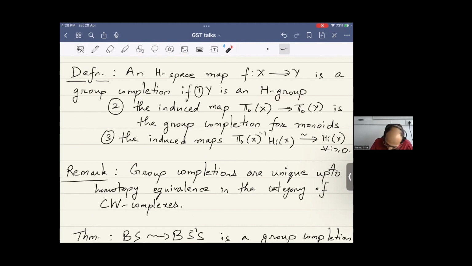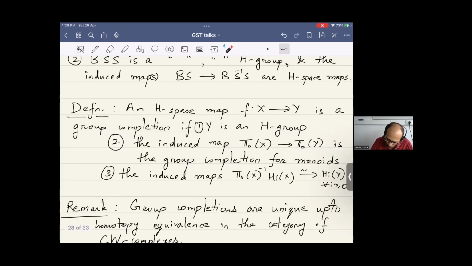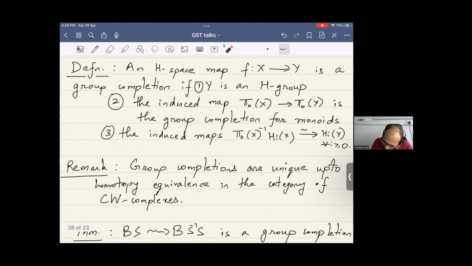Sorry. We have seen BS inverse S is an H group. That was this comment here. That's straightforward, as I said. We have seen the induced map is the group completion. That was a lemma that we proved earlier.